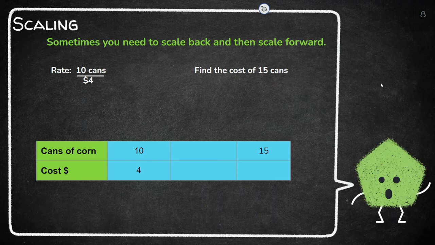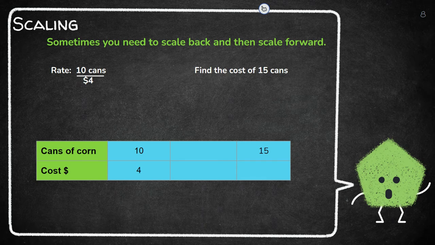In this problem, we know that for every 10 cans, we have to pay $4. The rate of the cans is 10 cans for $4. The question is asking, how much for 15 cans? Now, take a look at this table. We have 10 cans, and we need to get to 15 cans, which means we have to figure out how do you get from 10 to 15. How do we go from 10 cans to 15 cans?